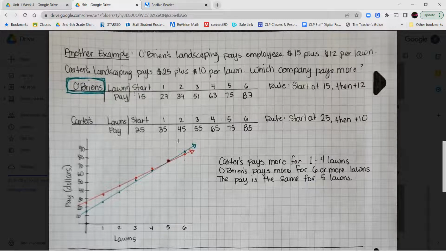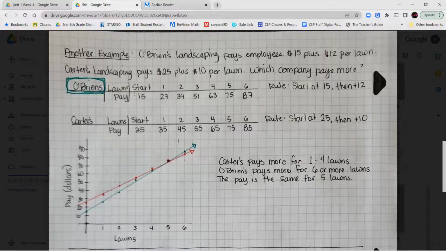So see here, we have that same overlap that we had in the previous table where there's a point where both of them cross each other. And they both cross at 5 lawns where the employees would have each earned $75.